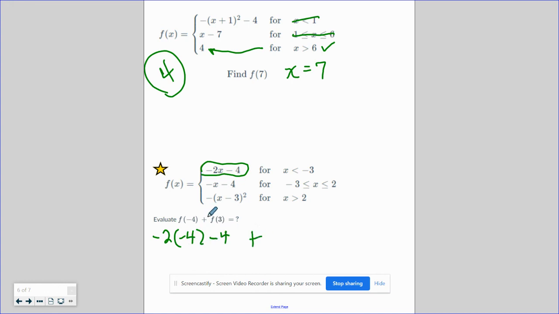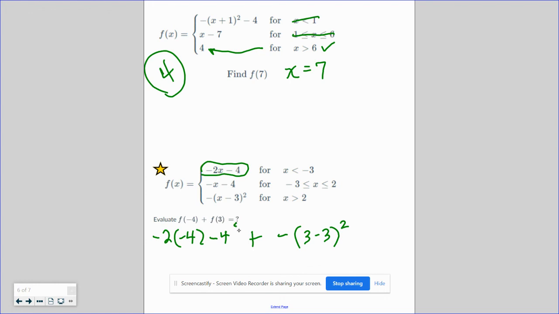Then we're going to add that to f of 3. 3 is not less than -3. 3 does not fall between -3 and 2. 3 is greater than 2. So we're going to use this third function for f of 3. So -3 minus 3 squared.